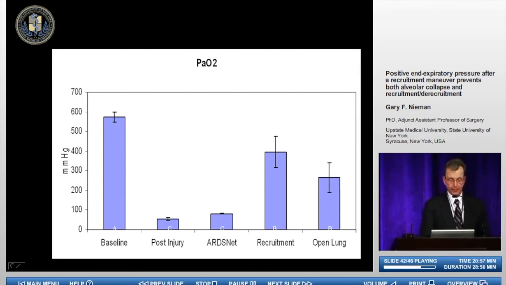Arterial PO2, baseline, post-injury, obviously these animals are extremely injured. Again, with low tidal volume ventilation, and even with the PEEP, we did not significantly improve PO2, at least in this animal model. We did take a gas during the peak recruitment with the open lung tool, and we saw a very large increase in PO2. And then following the setting of the PEEP, we saw a significant fall off of the PO2, but it was significantly higher than that of the ARDSnet.